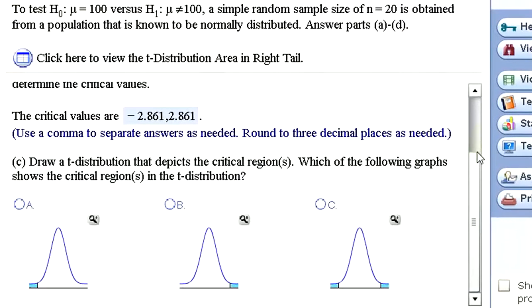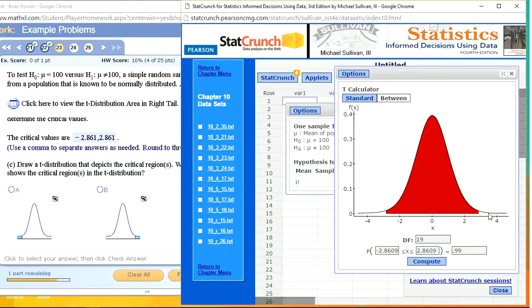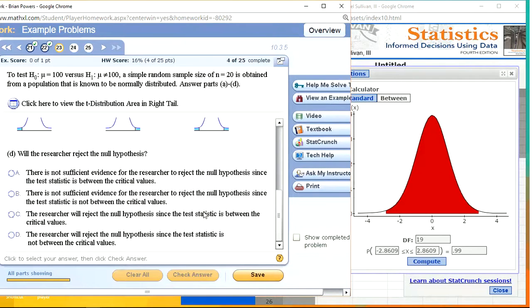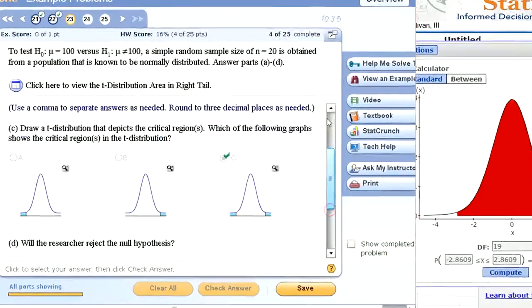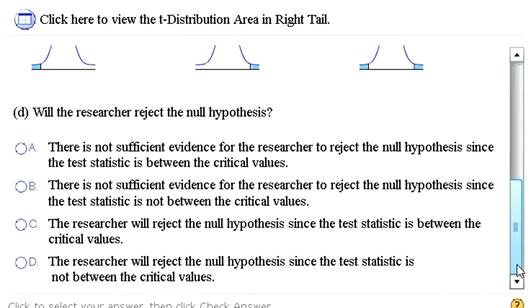And what does this picture look like? Now remember, in the picture I got over here, the critical region is the white part, not the red part. So what I want is this. This is what a two-tailed critical region looks like. So we want to compare now. What if my test statistic was 2.663? Would that be out in the tails? No, it would not. This is between those two cutoffs. It would be in the red on this graph over here, which is the do not reject region. So there is not sufficient evidence to reject the null, since the test statistic is between the critical values. There we go.